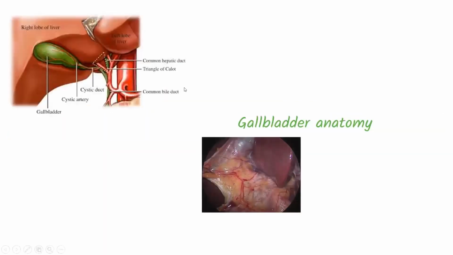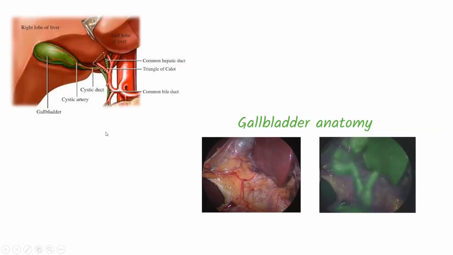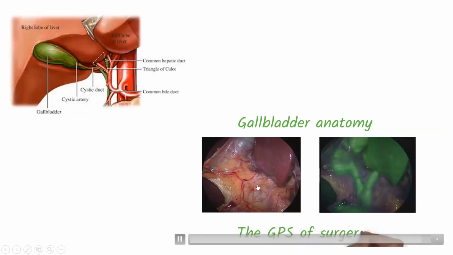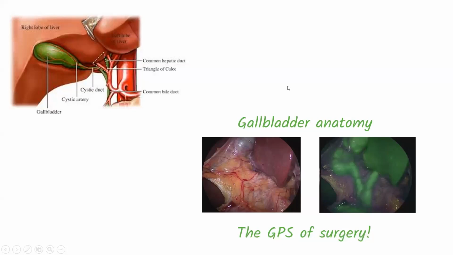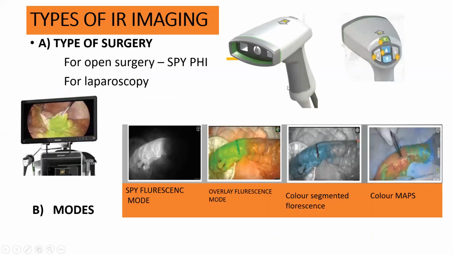When an MBBS or undergraduate student learns about the biliary duct anatomy, he sees a picture like this. But when he first enters into the abdomen, the picture is like this. So that is what the student has learned in his undergraduate days. That type of anatomy we can see by this ICG. So ICG is the GPS of surgery.